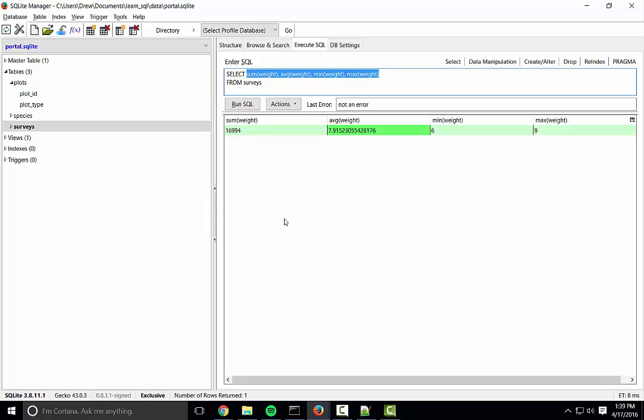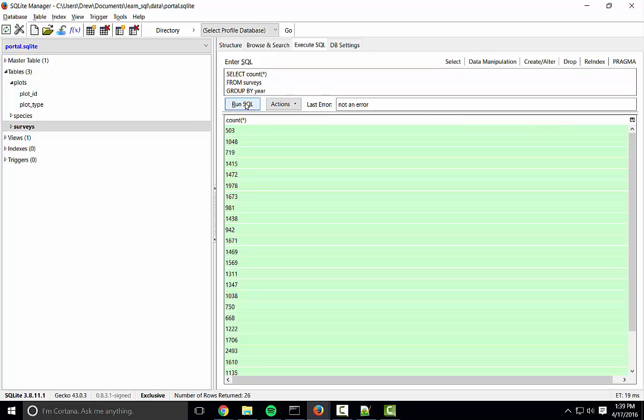So I want to do count, and I'm going to use a group by year. So this tells me how many individuals were captured in each year. There we have it. It was pretty straightforward.